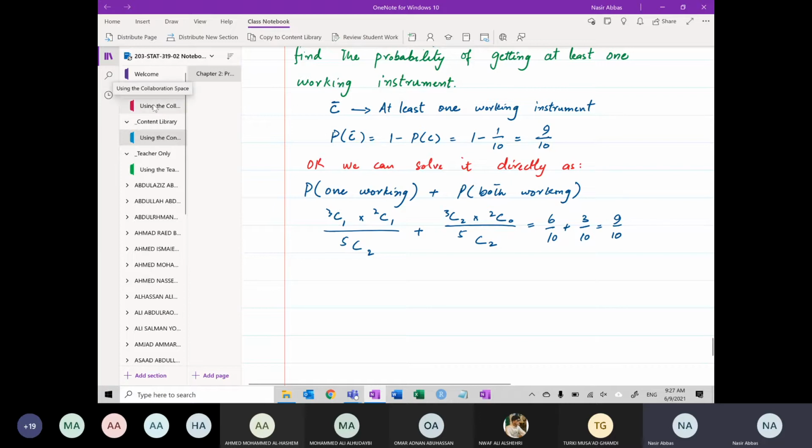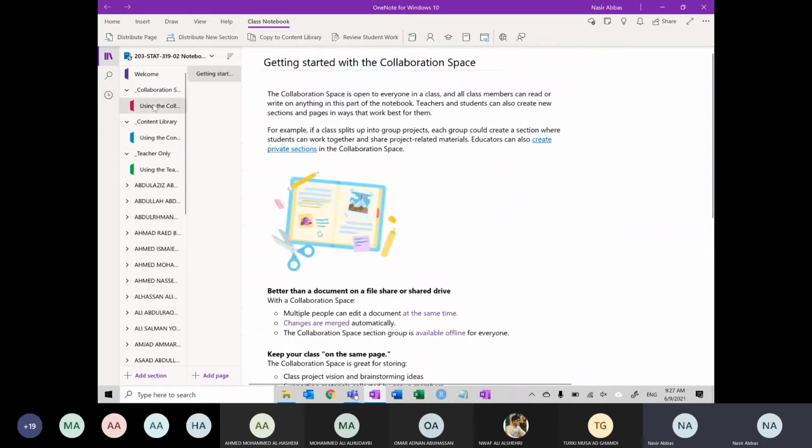Again, if you want to collaborate with each other, you can use this collaboration space, create new pages here, and you can post whatever you want your colleagues to see. And if you want to collaborate with me in private, you can use the folder by your name and let me know through email that I have posted something in my folder. Go and check and comment on it.